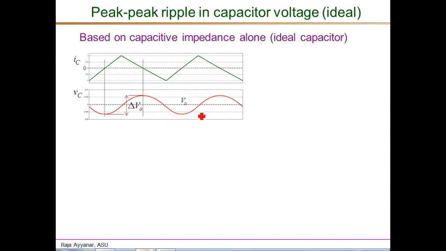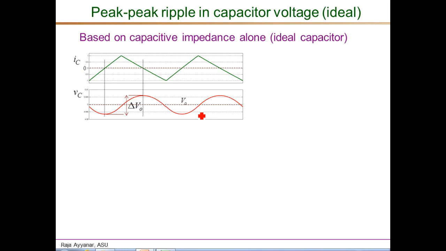In this slide, we are going to derive an expression for the peak-to-peak high frequency ripple in the capacitor voltage. I should note an important point here. In this slide and in this video, we are going to focus only on an ideal capacitor. That is, the expression for the ripple that we derive here is based only on the capacitive impedance.